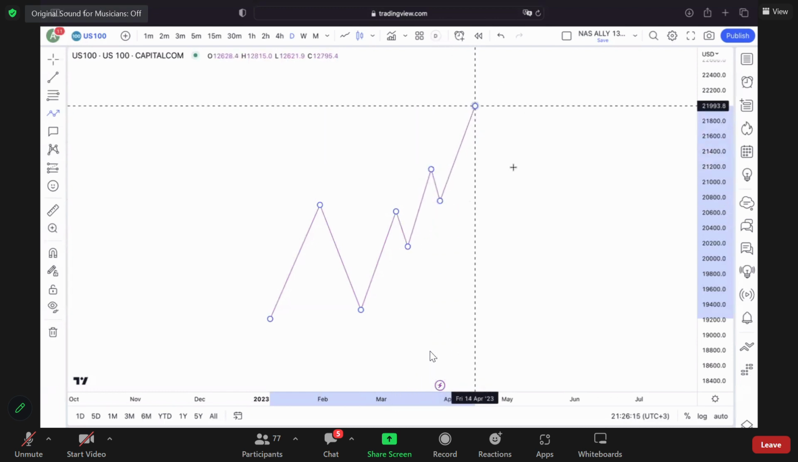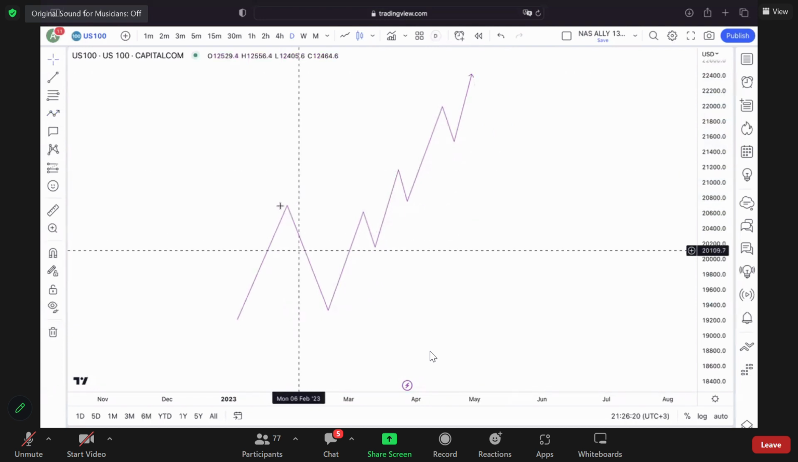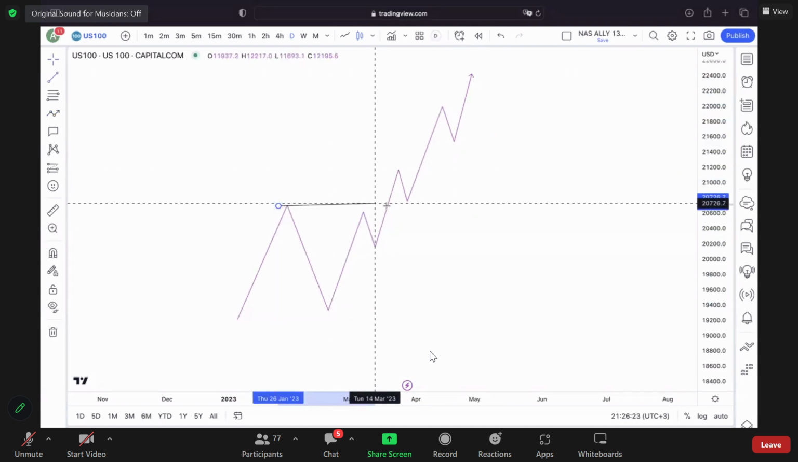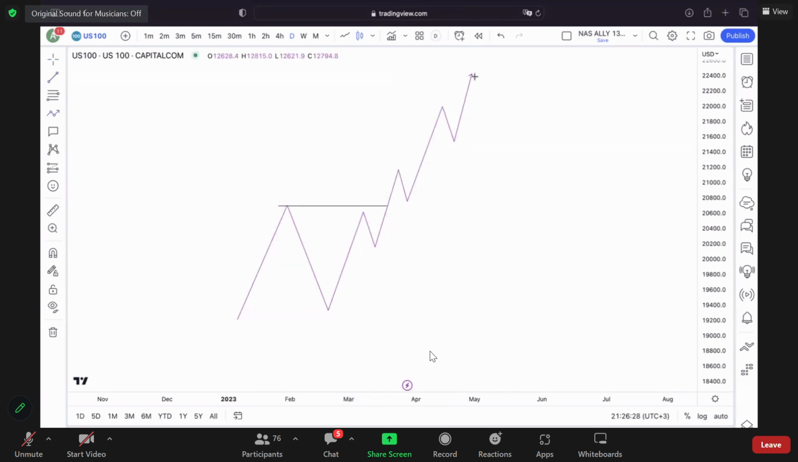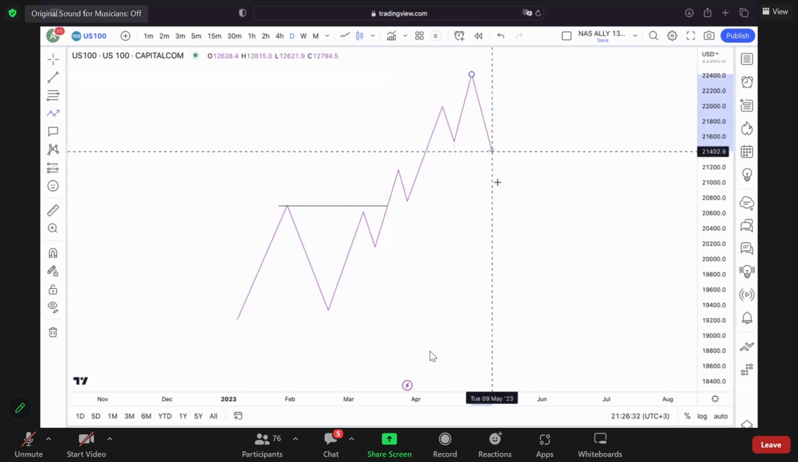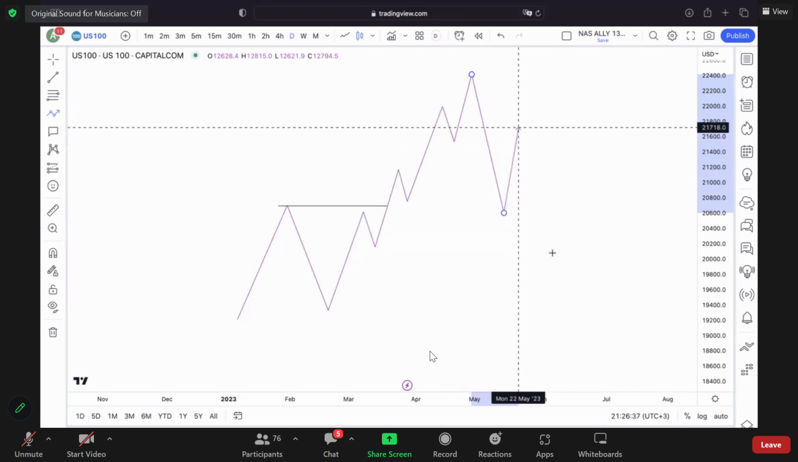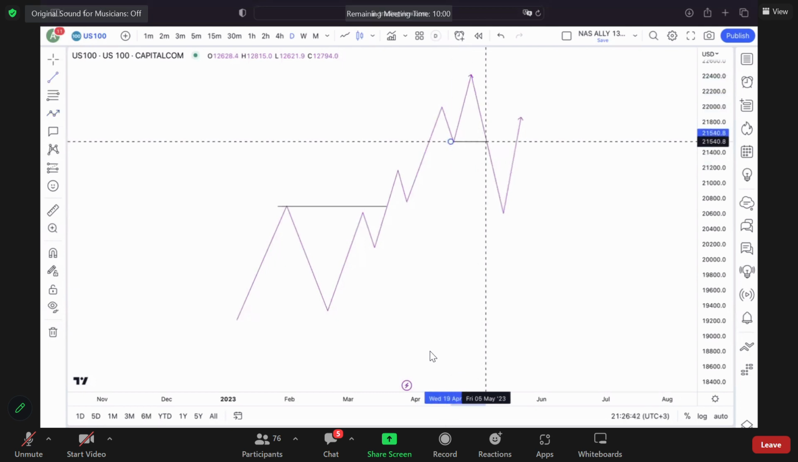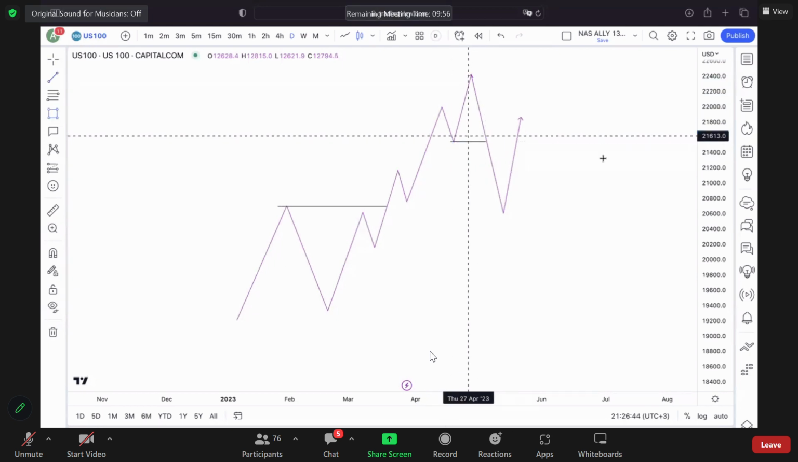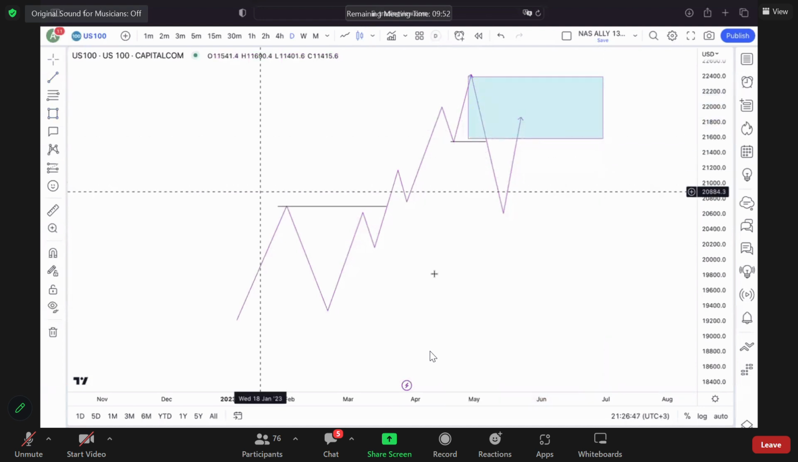Okay, now we've got our break of structure, our major break of structure to the top side. Okay, so now the market comes down. And all of a sudden, the market comes back up. Who's looking to sell here? Who's looking to sell here? Me. Honestly, I would.